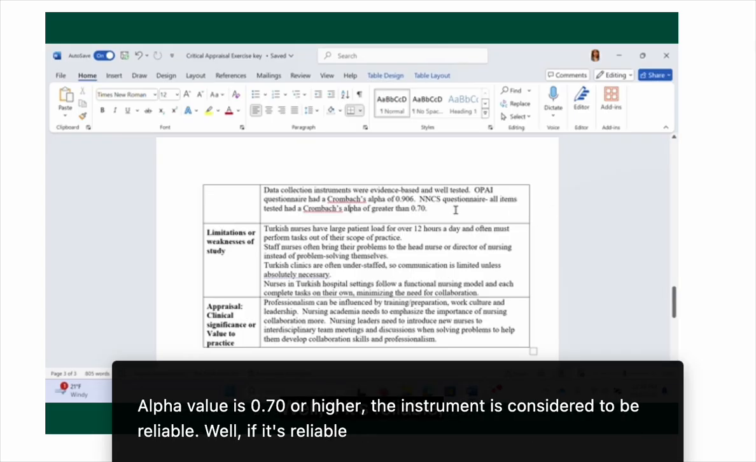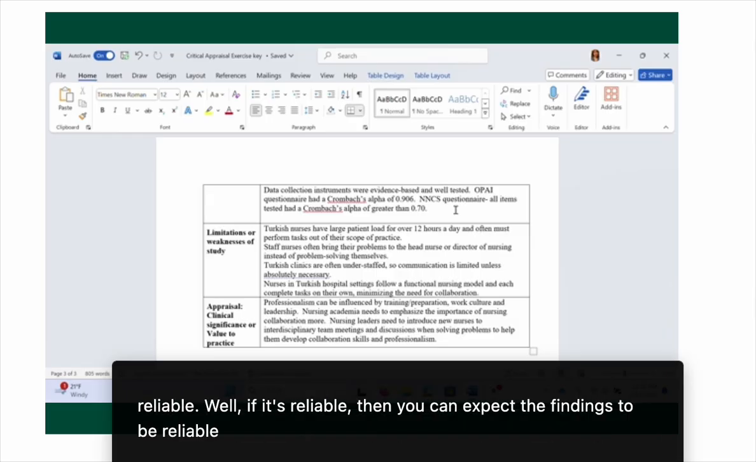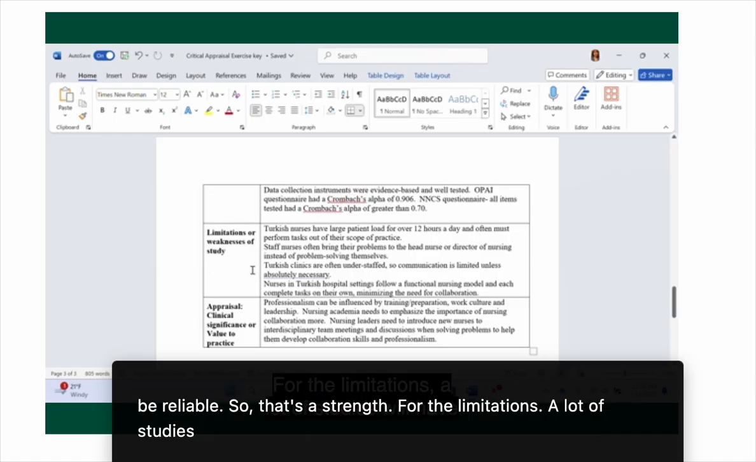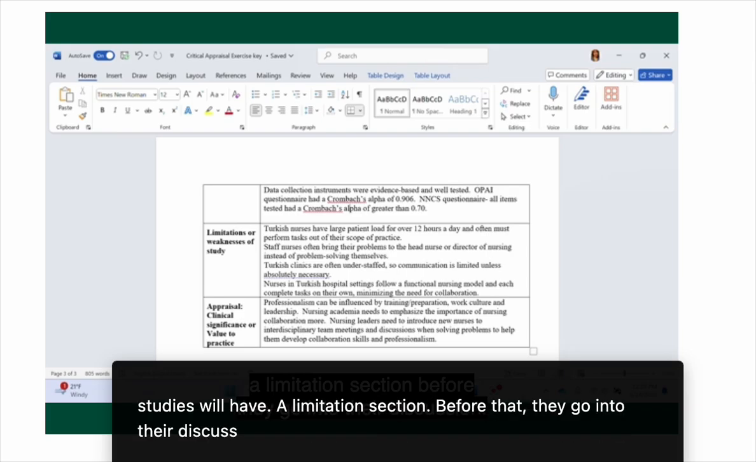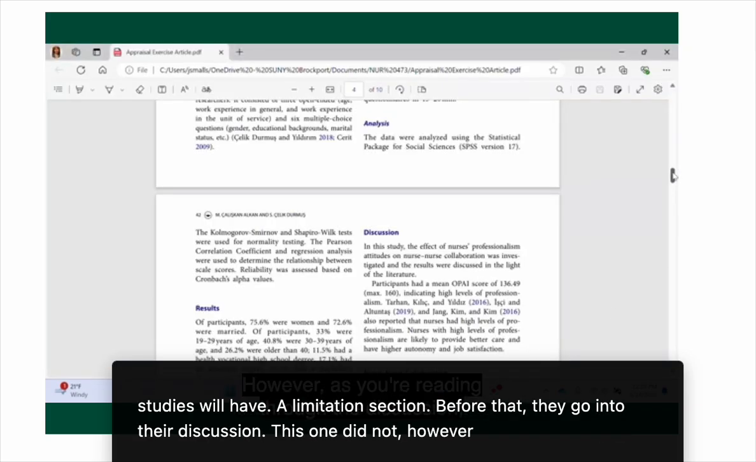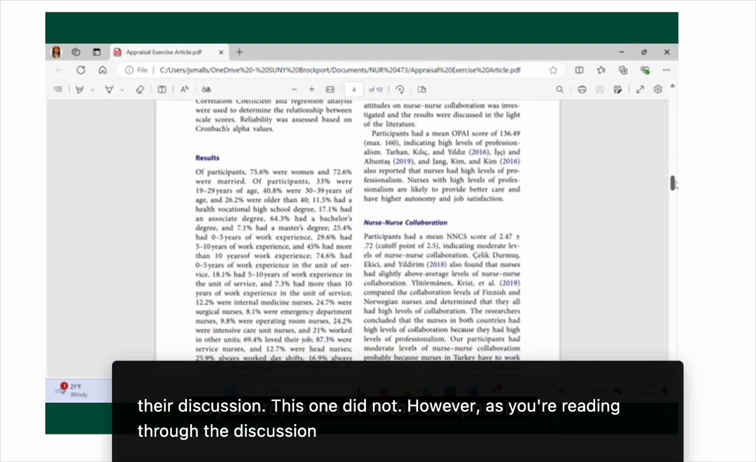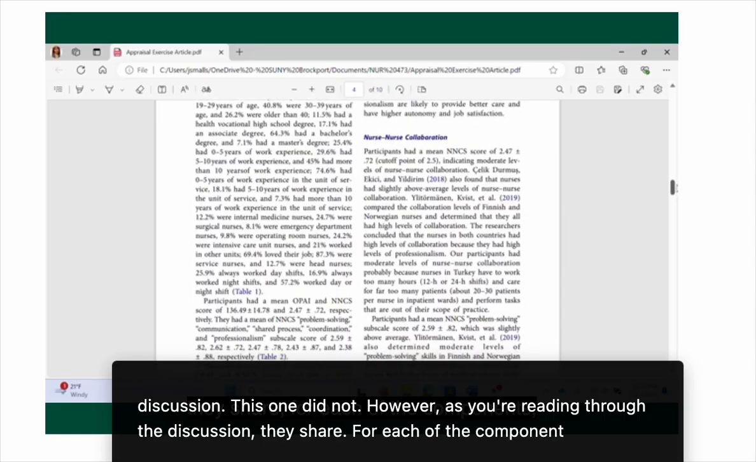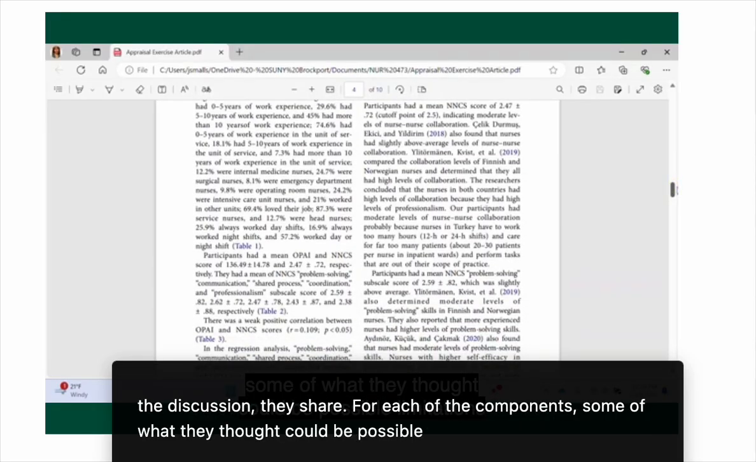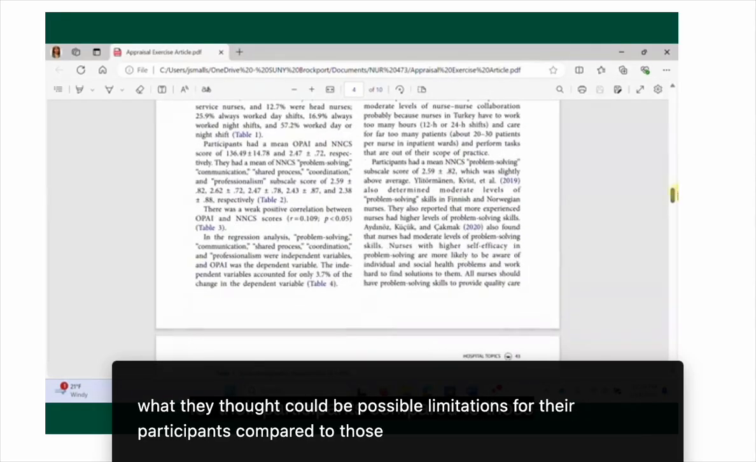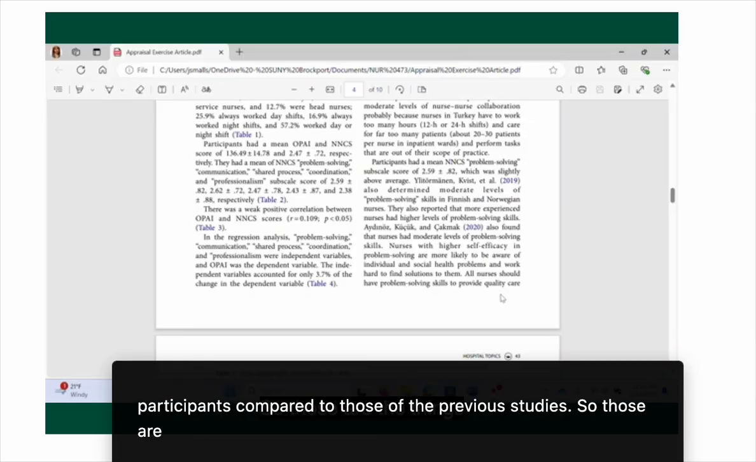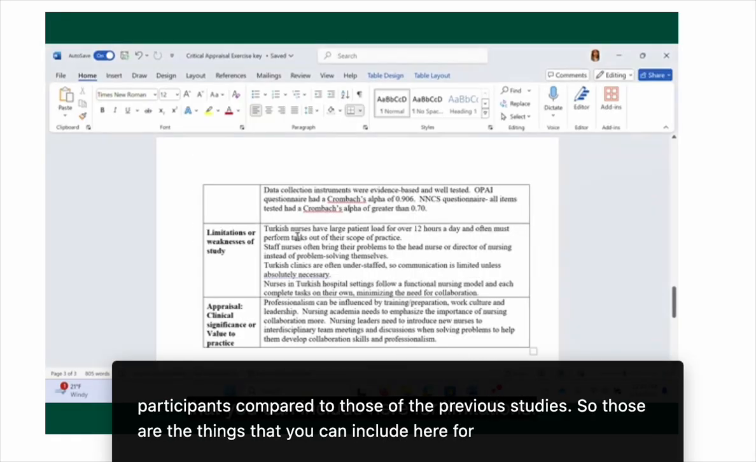If it's reliable, then you can expect the findings to be reliable. So that's a strength. For the limitations, a lot of studies will have a limitation section before they go into their discussion. This one did not. However, as you read through the discussion, they share for each of the components some of what they thought could be possible limitations for their participants compared to those of the previous studies. So those are the things that you can include here for limitations.